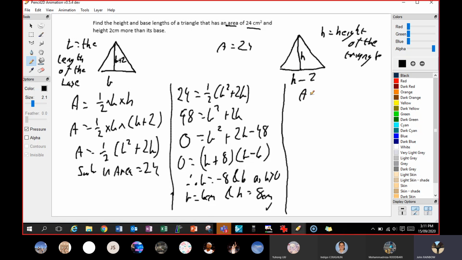Again, the area equals half base times height. We know the base is h minus 2, multiplied by h. I'm just going to expand these two and leave the half there. h squared minus 2h. Sir? Yep.